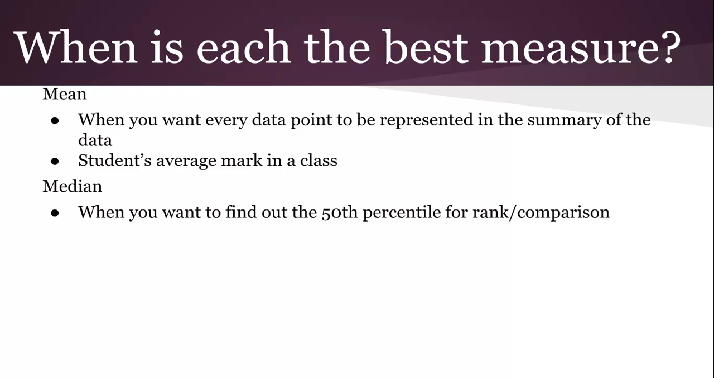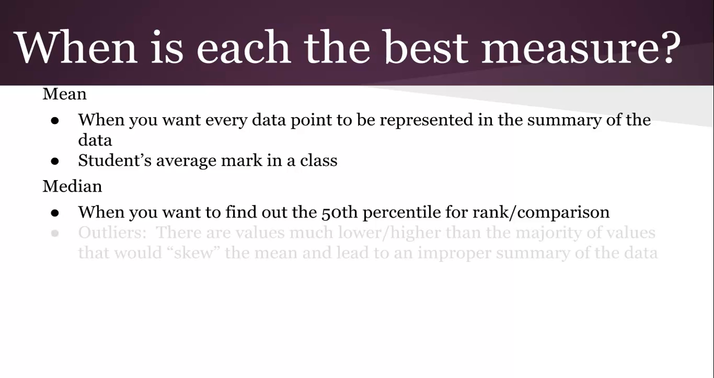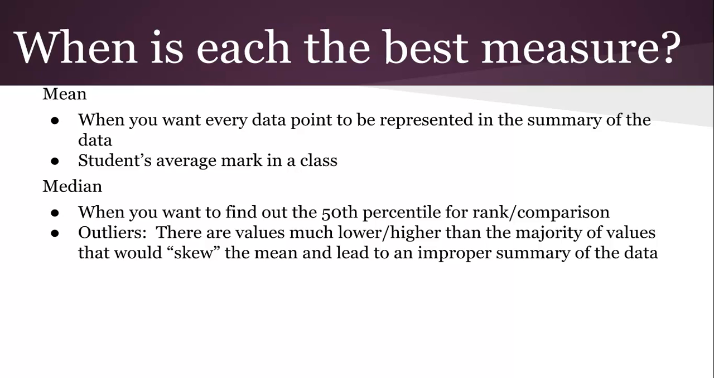Median is used when you want to find out the 50th percentile for rank comparison, so you want to find out who's in the middle. We often use median to compare class sets because we don't want an outlier pulling that class set. Whenever outliers exist, we usually want to use the median because the outliers would skew the mean.